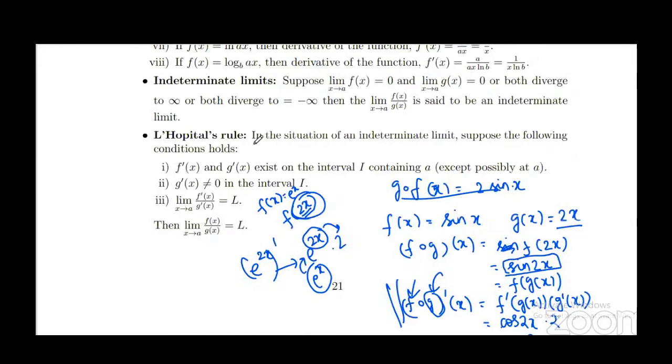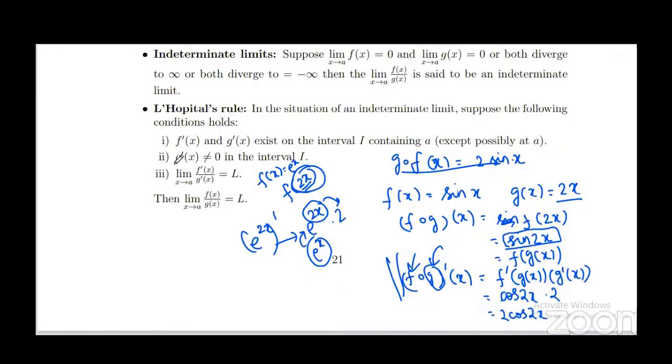So when you have indeterminate forms, this is the rule that comes in handy to evaluate limits. There are certain conditions that need to hold, only then you can apply L'Hopital's rule. F dash and g dash should firstly exist in the interval containing the point at which we are evaluating the limit. Then g dash of x should not be equal to 0, because you're dividing by g dash, so that has to be non-zero in that interval. And the limit of f dash by g dash should be equal to L.